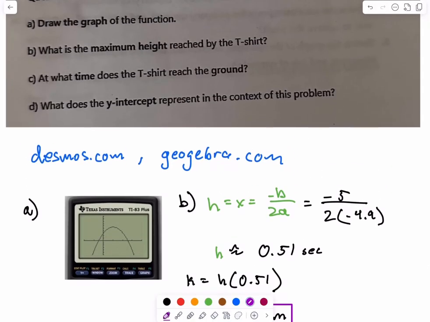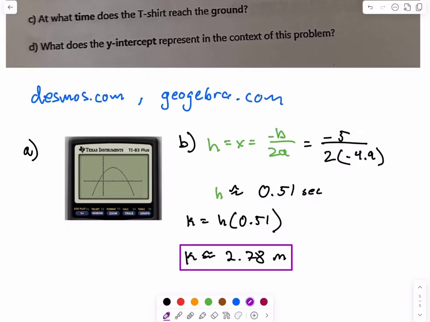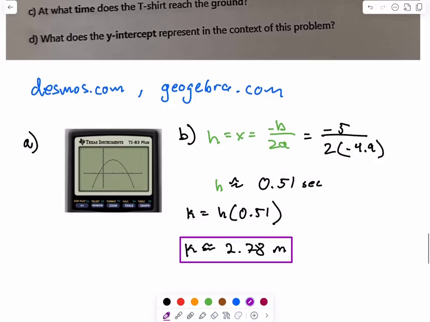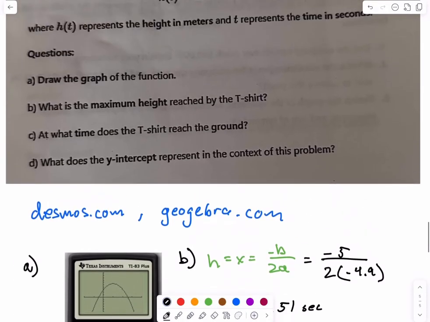At what time does the shirt reach the ground? So if it's going to be on the ground, again, what do? Pause. This is a good time to pause so you can think for a moment. Okay, and we're back. So when is it? If it's going to be on the ground, that means the height is going to be 0, right? So for C, we need to set it equal to 0.